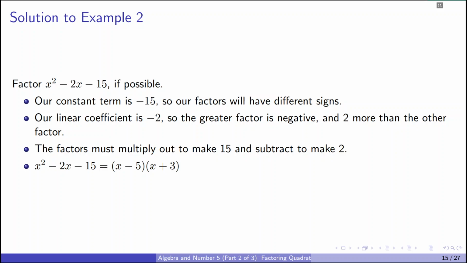So x times x is x squared. Negative 5 times a positive 3 is a negative 15. Now negative 5x plus 3x is a negative 2x.